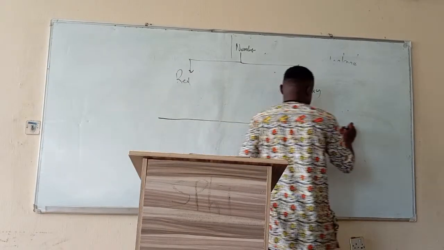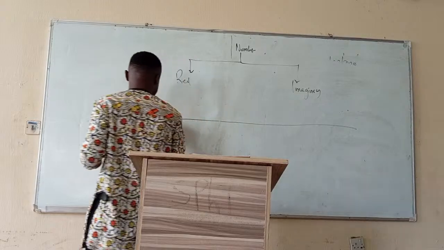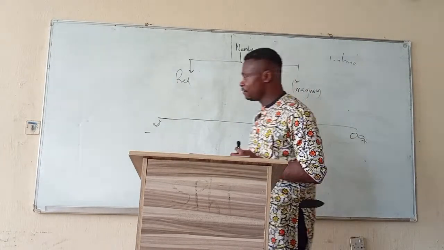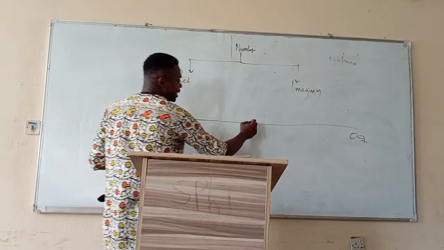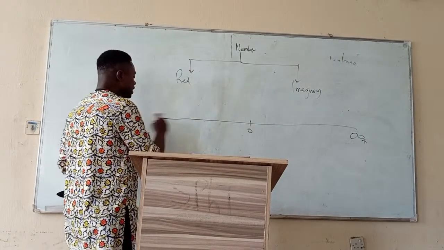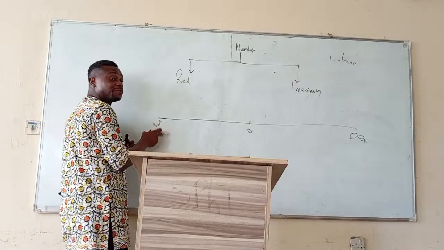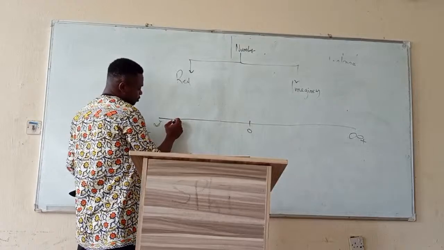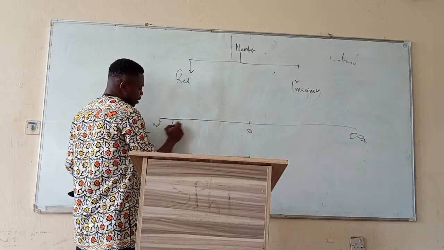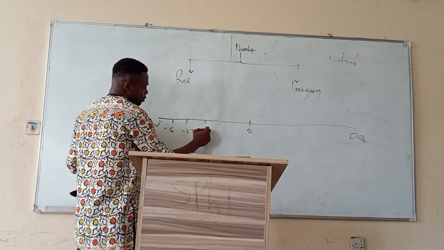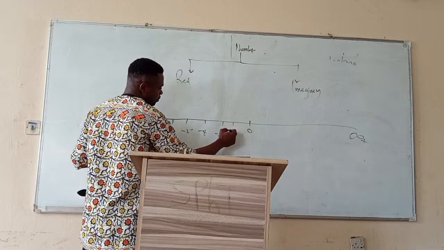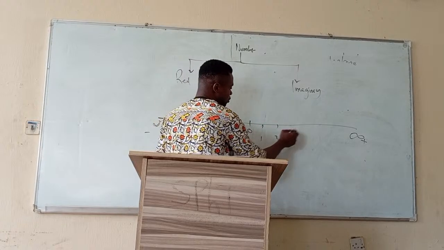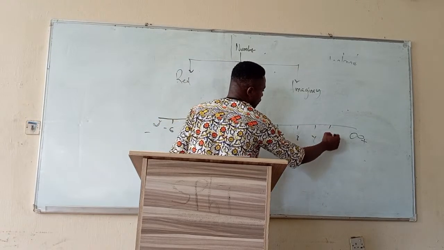This is the number line, right? And this is negative infinity. And this is positive infinity. Now, 0 is at the middle. You can just start here as minus 6, okay? Minus 4, minus 3, minus 1. Here is 0, right? Here is 2, 3, 4, 5, and so on.